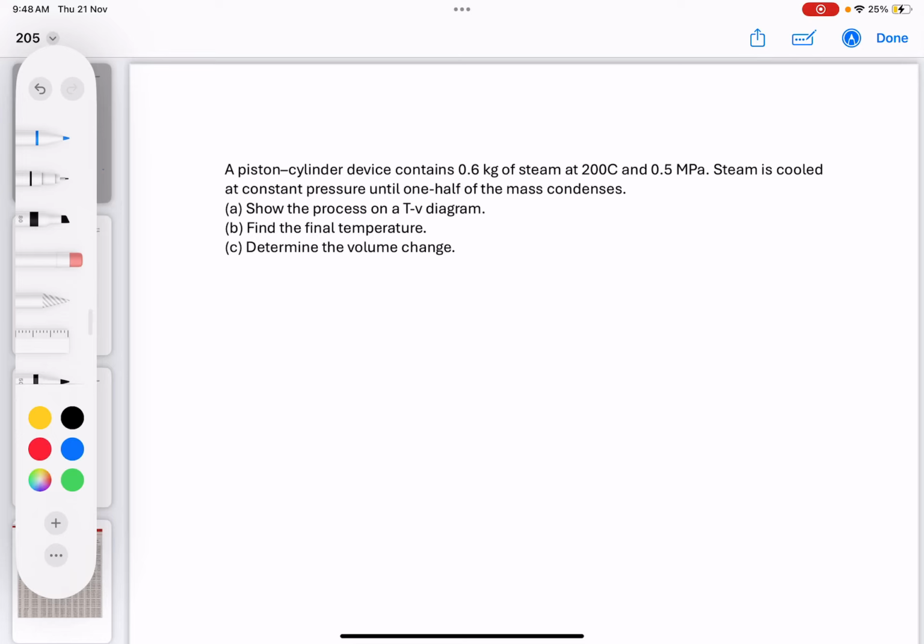A piston cylinder device contains 0.6 kg of steam at 200 degrees Celsius and 0.5 megapascal. Steam is cooled at constant pressure until one half of the mass condensed. A. Show the process on T-v diagrams. B. Find the final temperature and determine the volume change.